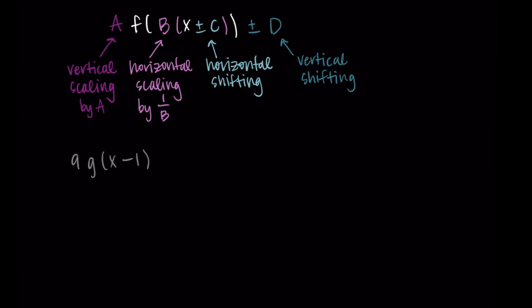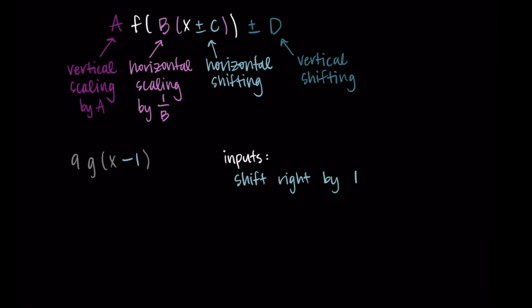Next, let's look at 9g of x minus 1. So remember, again, we start with the inputs of the function. So this is what's happening to the x values. We have this -1 on the inside of the function g, and so this corresponds to a shift right by 1. Again, those input transformations are kind of doing the opposite, so the -1 actually shifts the graph to the right by 1.